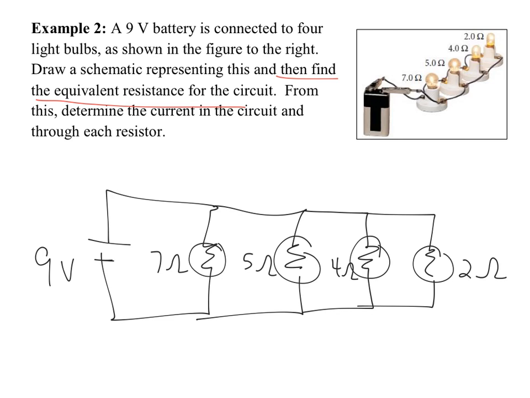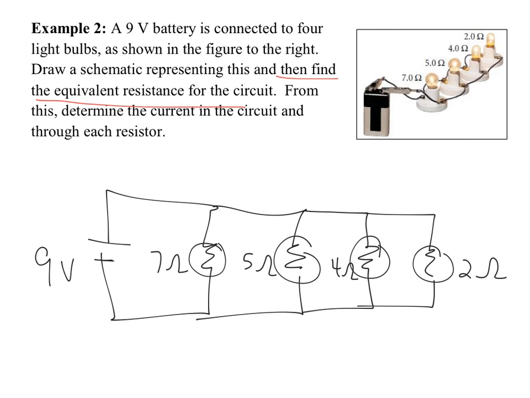Equivalent resistance. Well, these are all in parallel. They are no longer in series. If they were in series, what could we do to the resistances to find the overall resistance of the circuit? To find the overall or equivalent resistance, you could add them together if we're in series.